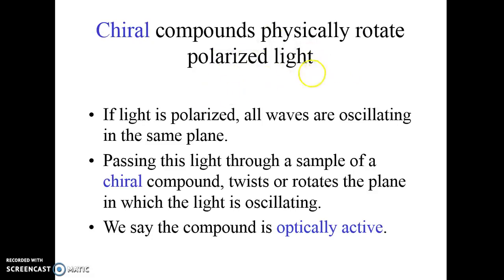If you pass this light through a sample that has a chiral compound in it, the light will rotate one way or the other. And when I say it rotates the plane, so that if it was perpendicular to the ground, it's going to be off at some angle. When it does this, we call the compound optically active. So chiral and optically active are often used as synonyms.